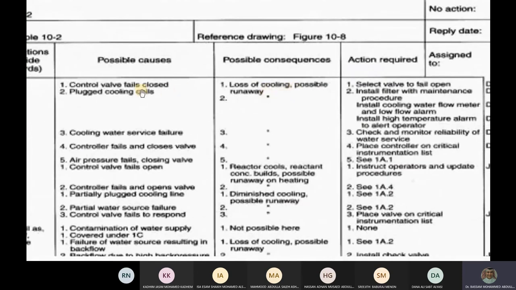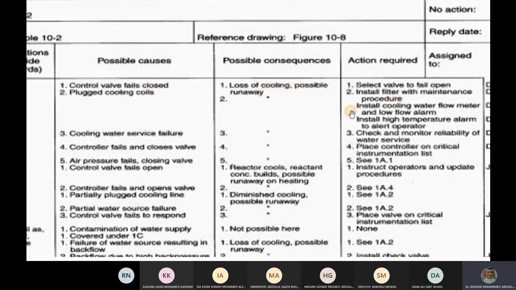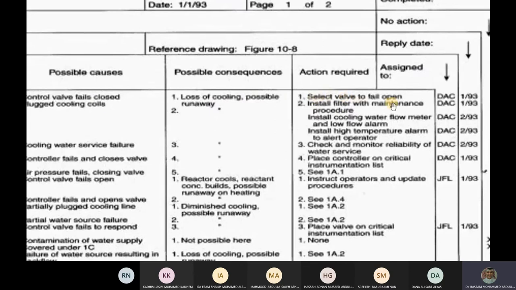And then you're going to put the consequences. If the control valve closed and there's no cooling, so I have no cooling, possible runaway reaction where you have high heat going up. So what are you going to do? You're going to select the valve to fail open. And that's what I said, you need to select the valve to have it fail open, not closed. And you're going to put a filter maintenance procedure and so on. Okay, who's going to do it? These people are going to do it. When they are going to do it, they're going to do it on this date.